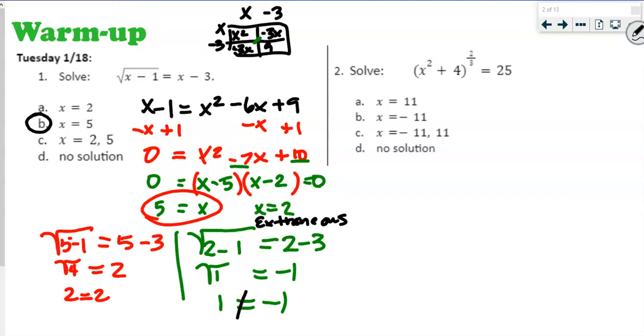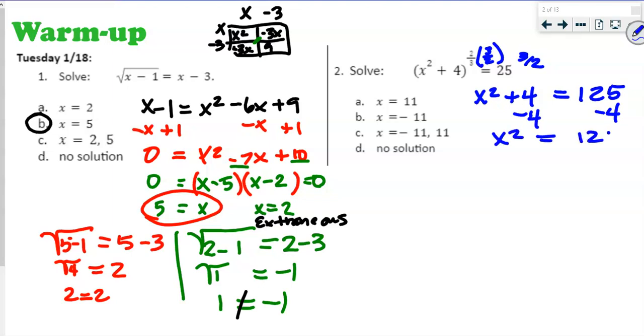All right, so now on this other one, what we're going to do is take the reciprocal of 2/3 and raise both sides to that power to get rid of the 2/3. So it's going to be 3 over 2 here and 3 over 2 here. And you can put that in your calculator, but that really is the square root of 25, which we know is 5. And then 5 to the third is 125. So this is going to be x squared plus 4 equals 125. Then we're going to subtract 4 from both sides. So x squared equals 121.